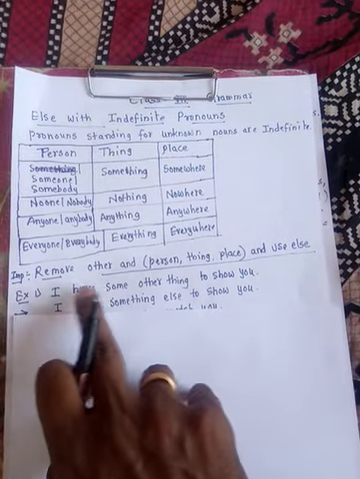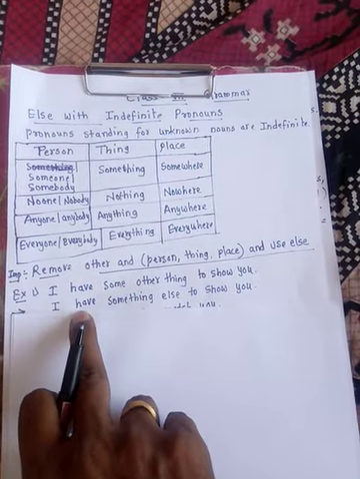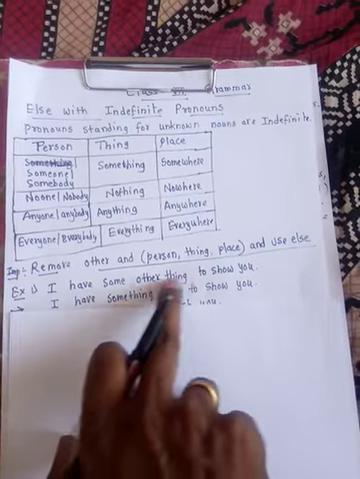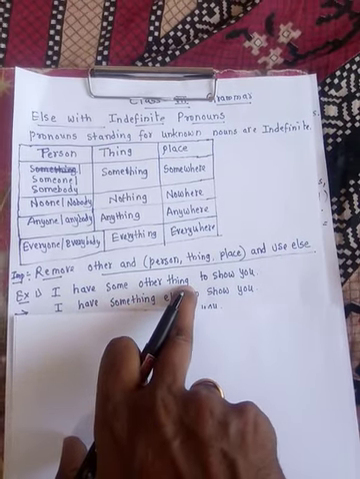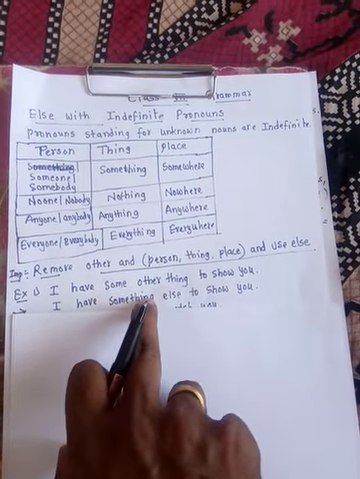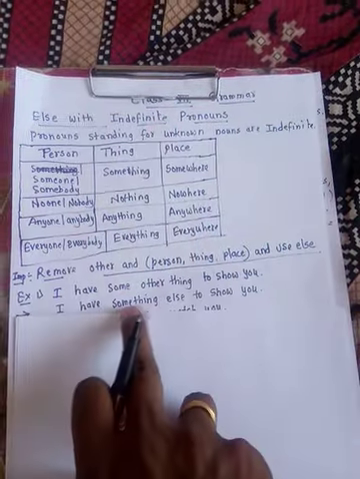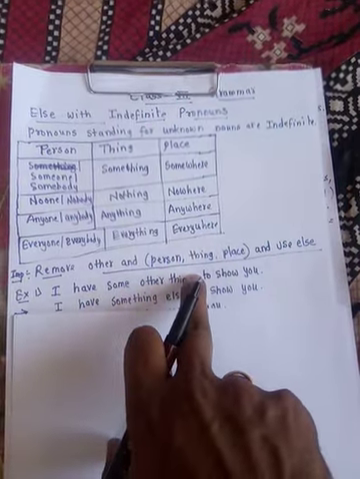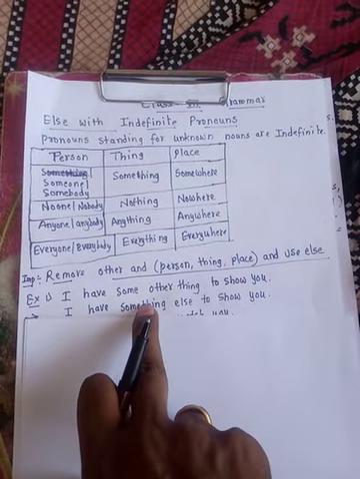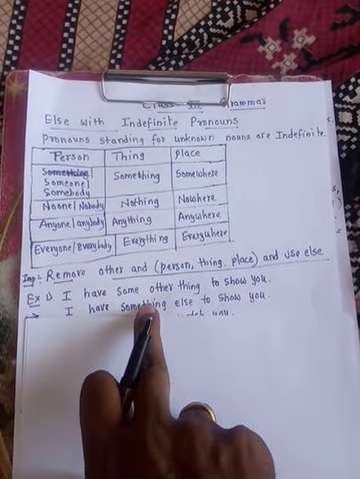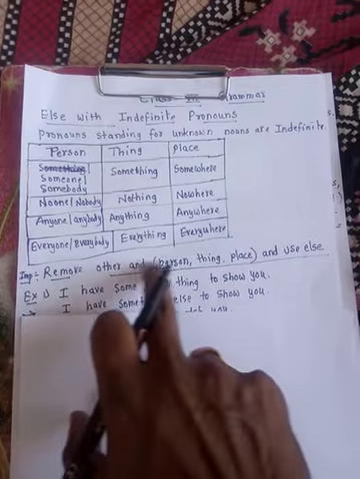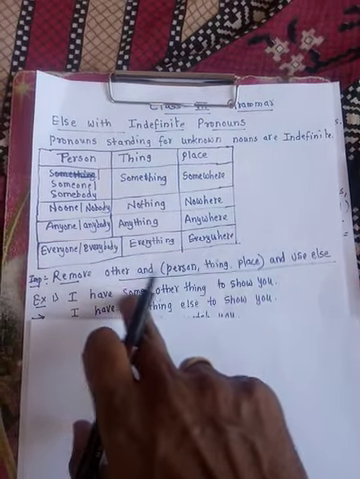Now, see, I have subject and verb as it is. Some, then what is there? Thing. If person is there, some other person, then someone or somebody. If place is there, suppose some other place, then somewhere. Understood? Just like this, you have to replace these complete 3 words.